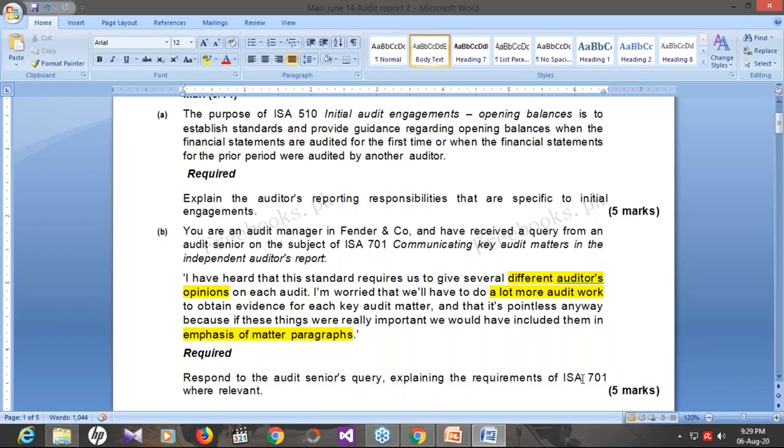This is somewhat close to a knowledge-based question, but it needs you to evaluate the senior's notes also. So you need to discuss the different logics provided by the senior, and then discuss them according to the knowledge that you have gained by reading ISA 701.